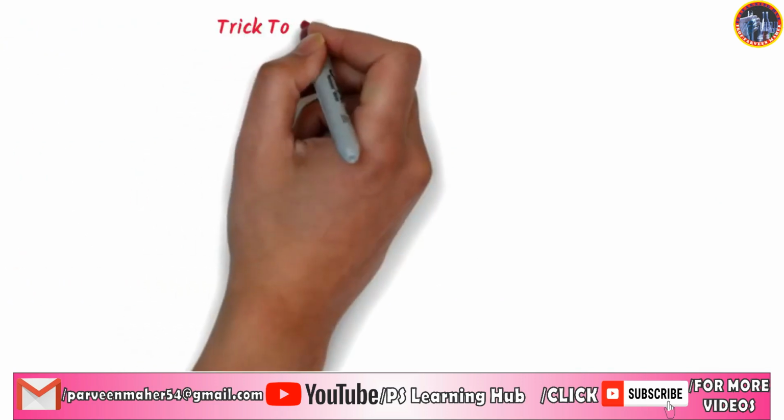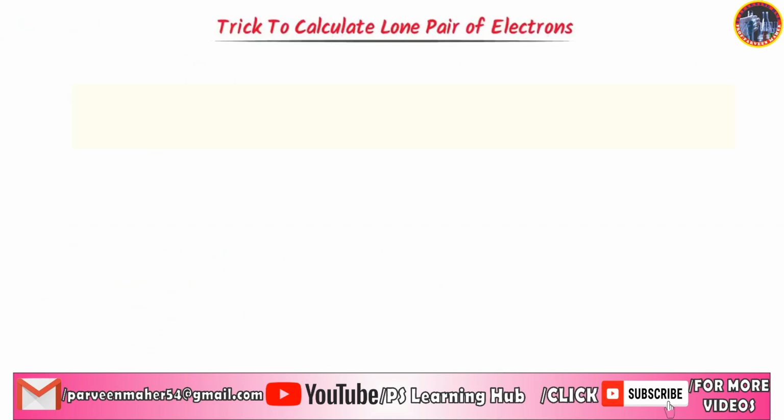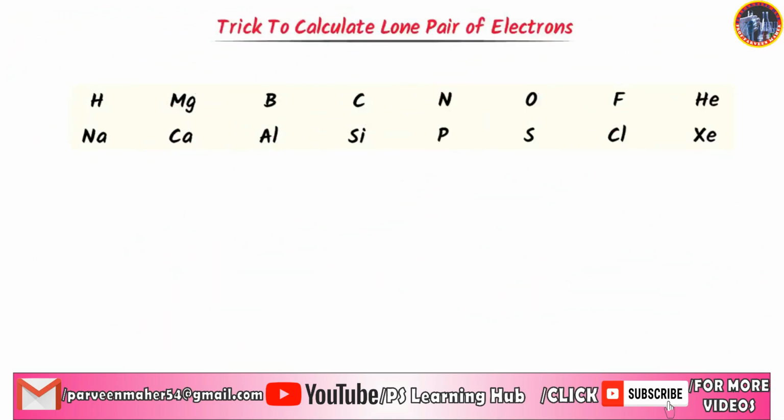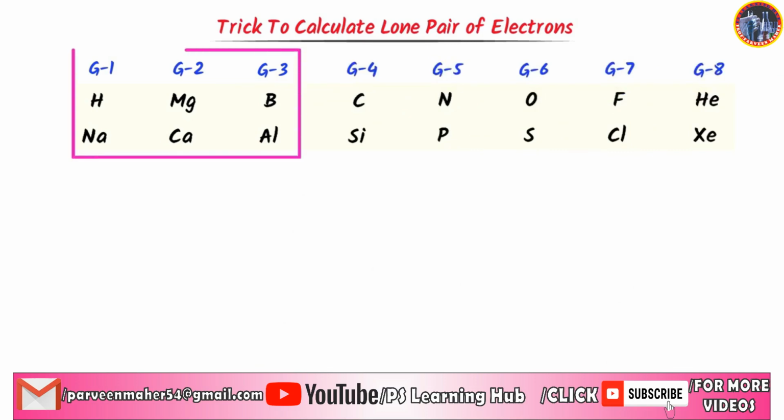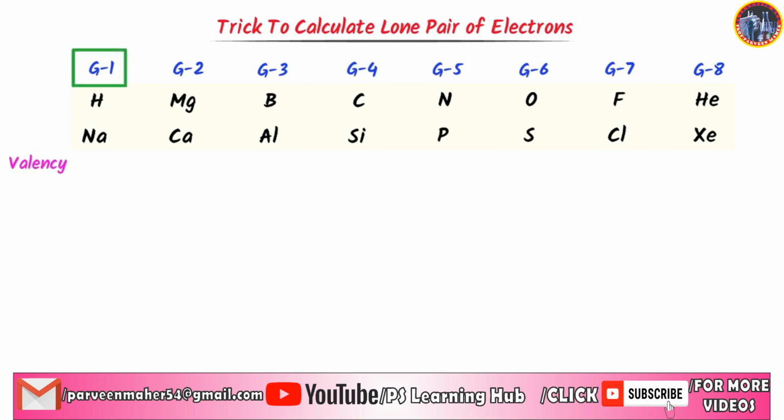Firstly, let me teach you my personal trick to calculate lone pair on central atom. Consider these elements of the periodic table. Now according to Roman numerals, this is the first group, second group, third group, fourth group, fifth group, seventh group and eighth group. We know that group 1, group 2, group 3 elements are metals. Their valency is their respective group numbers. For example, the valency of group 1 element is 1, the valency of group 2 elements is 2, and that of group 3 elements is 3.